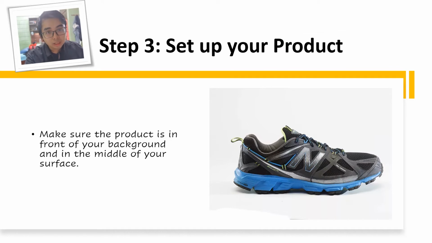Now the third is to set up your product. Once your lighting and backdrop are in place, it's time to place your product. You want to make sure that you put your product in front of your background before the sweep, of course, and in the middle of your surface. You also want to make sure that you have placed it or your light box on a stable, flat surface.